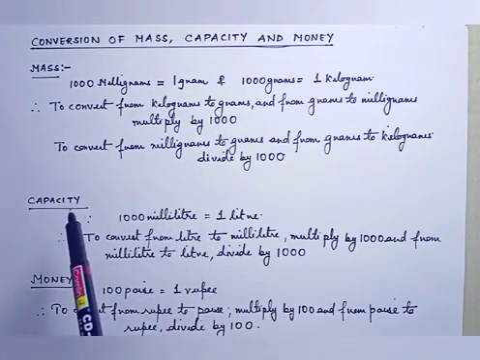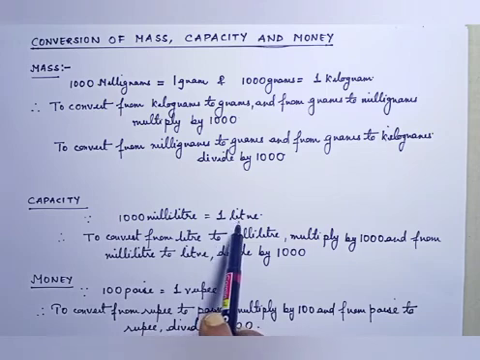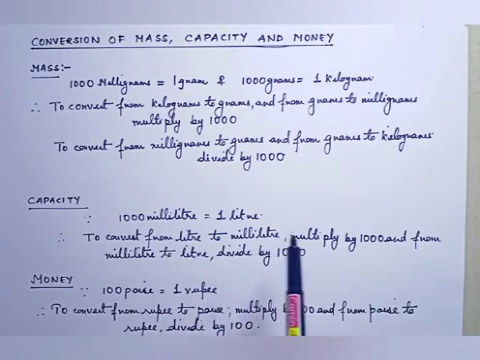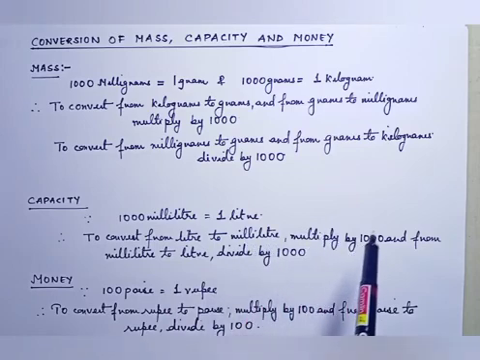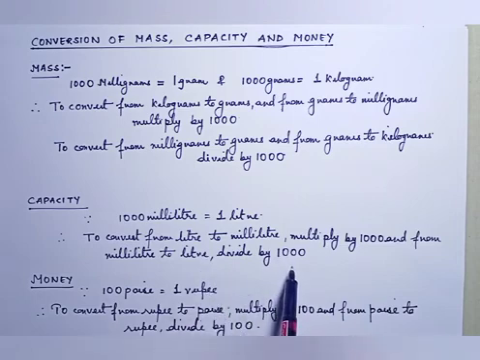Let us move to another topic, that is capacity. As we all know, liter and milliliters are the most common units for measuring capacity. Therefore, 1000 milliliter is equal to 1 liter. Therefore, to convert from liter to milliliter, we multiply the given unit by 1000, and from milliliter to liter, we divide the given unit by 1000. I hope it is clear to everyone.